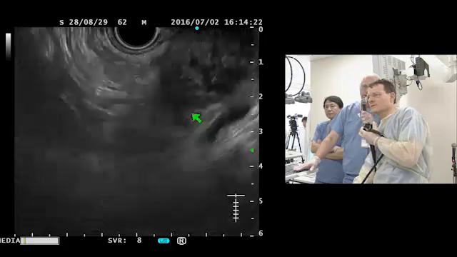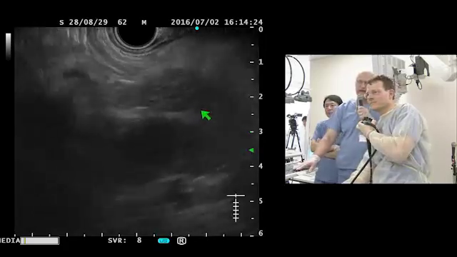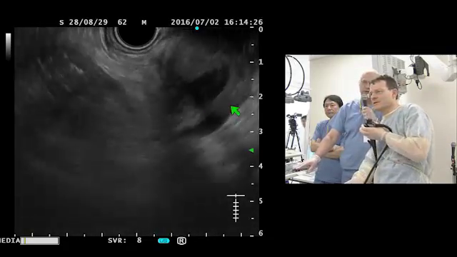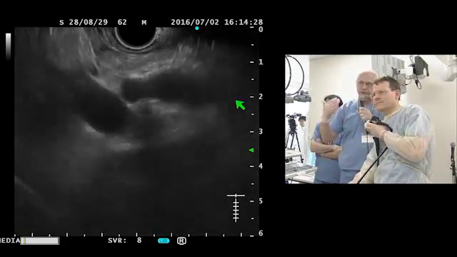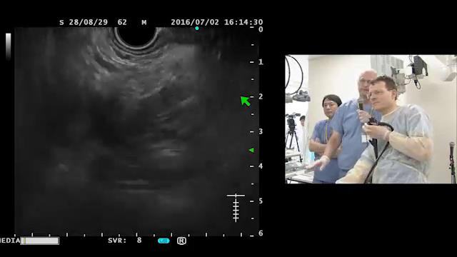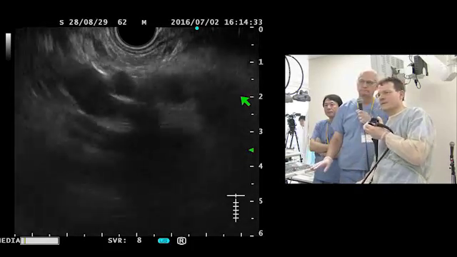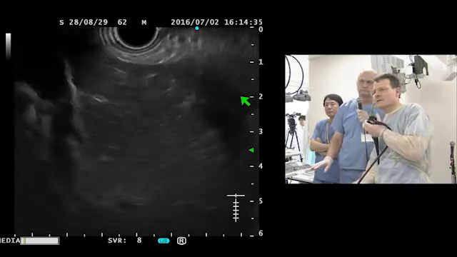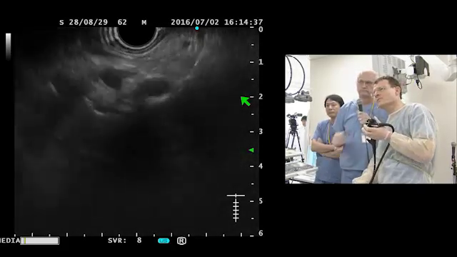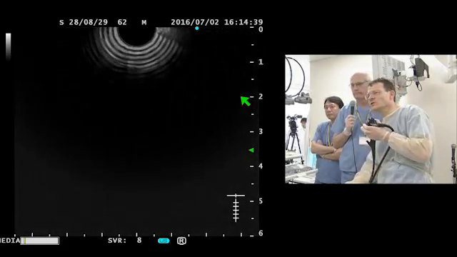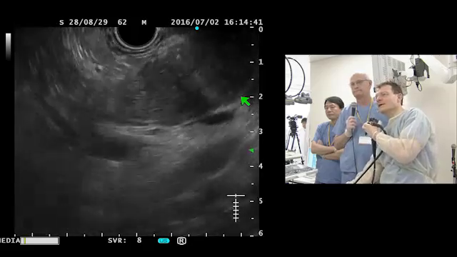Okay. So if this lesion is invading the celiac trunk, then it would be non-resectable to our surgeons. Okay, so then we will see later. We will check this for you, and then we will get back.